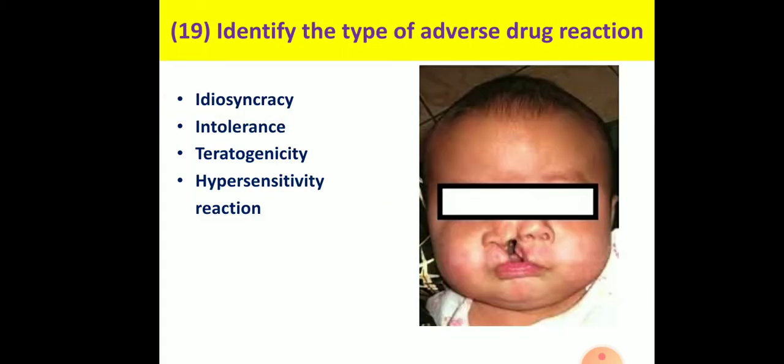Yes, identify the type of the adverse drug reaction. Okay, here you can see very clearly that there is a deformed nose as well as a cleft lip. So it is a structural abnormality due to the exposure of the drug during the pregnancy. So it is known as teratogenicity. So the answer is C, teratogenicity.